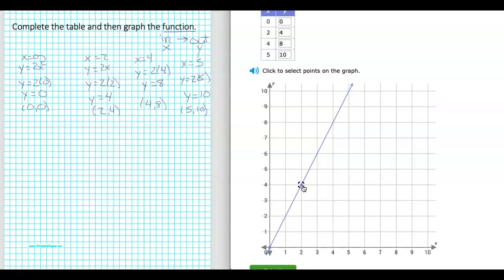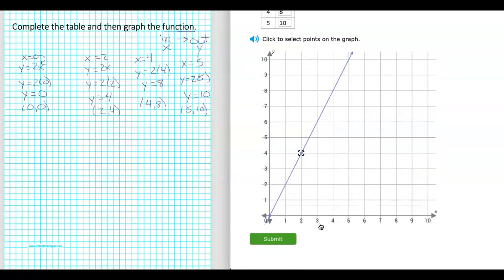I'm going to look for 5. Here's 5, here's 10. I'm going to trace them. Are they on the line? Yes, 5, 10 is on the line I've already made. So that tells me that my table and my graph match, and because my graph is a straight line, I know I have a linear function, and that looks great. So then I would hit submit.